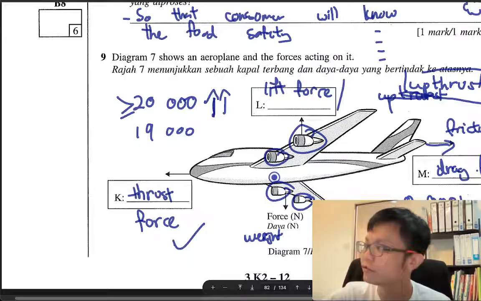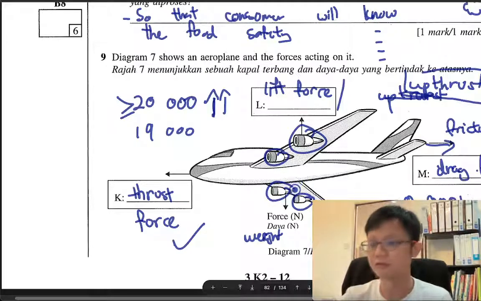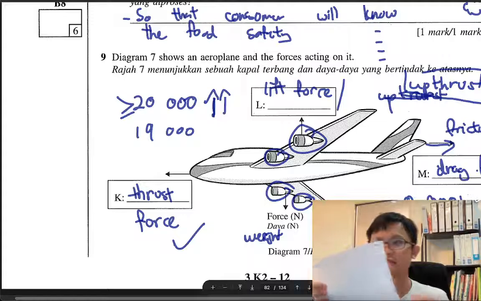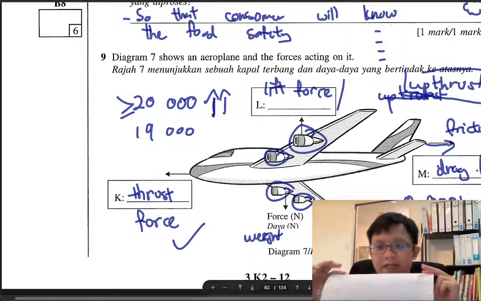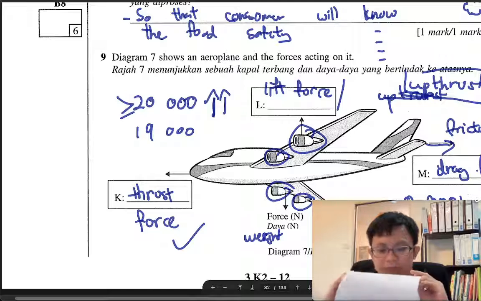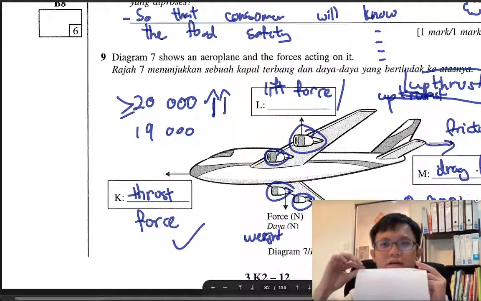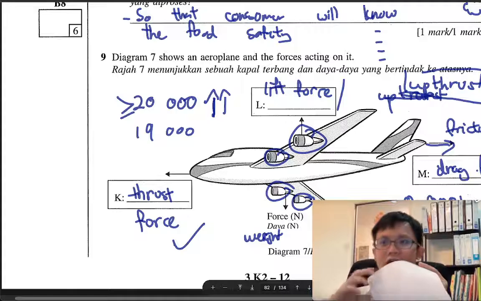So the plane uses the Bernoulli principle. For example, if I blow this paper, will the paper go up if I blow like this? Usually when I blow like this, the paper will go up, correct or not? Or will the paper stay down here if I blow like this? Go down. Let's see.